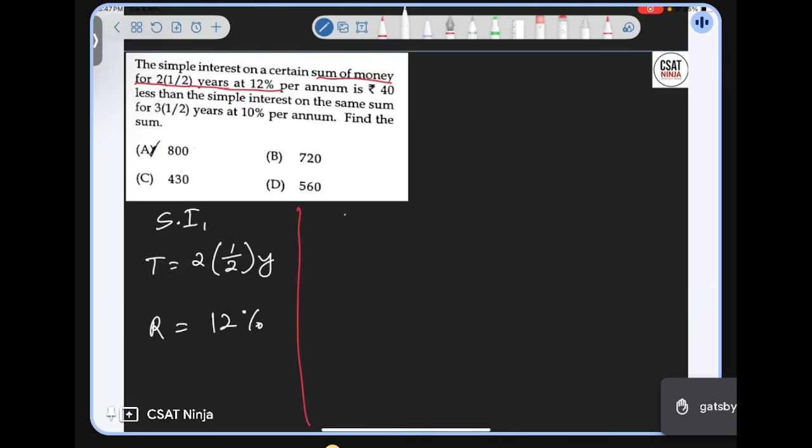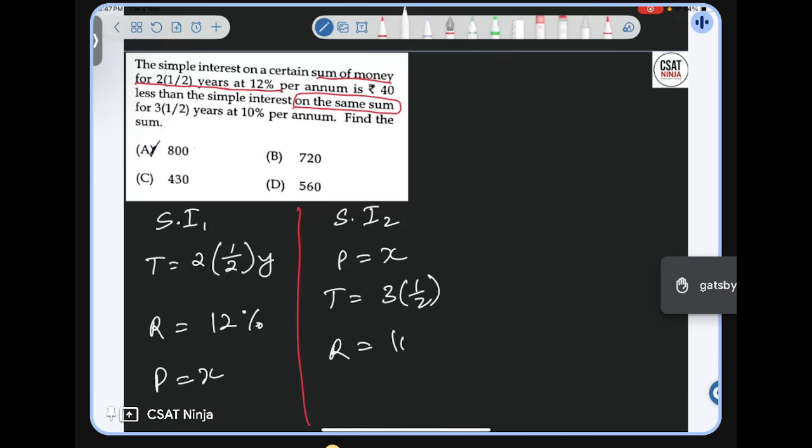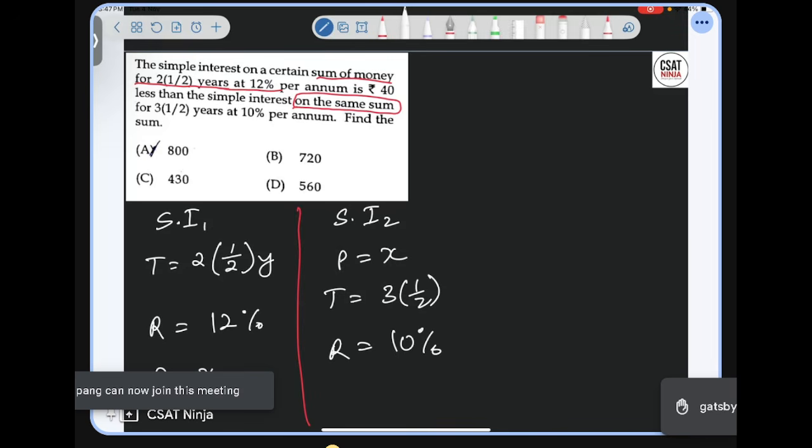Now, there's another simple interest 2, where the principal for this one and this one is the same, okay? Because the question says on the same sum, that means on the same money. Time is nothing but 3.5 years, and the rate is given as how much? 10%. So the question says like this. The difference between these two, okay.